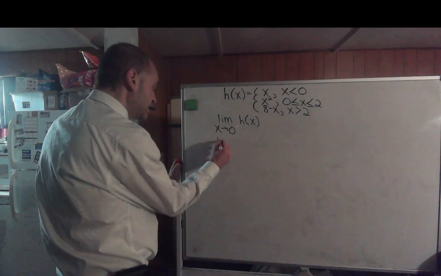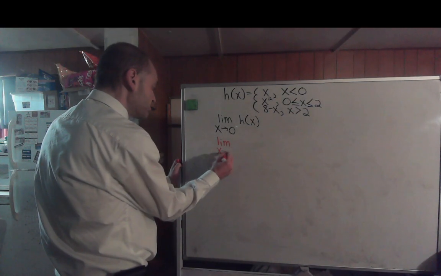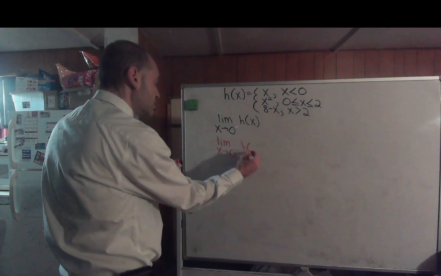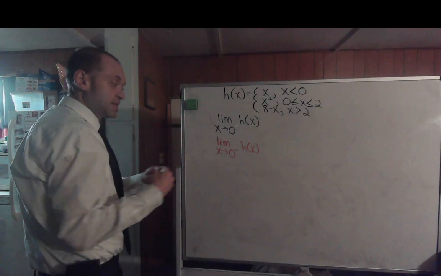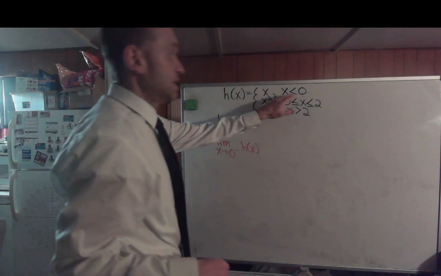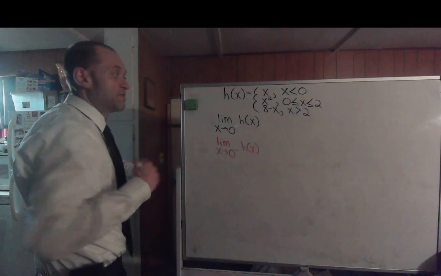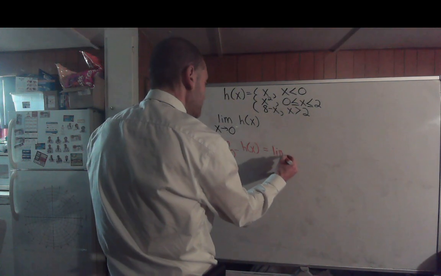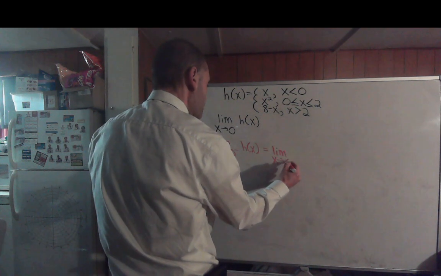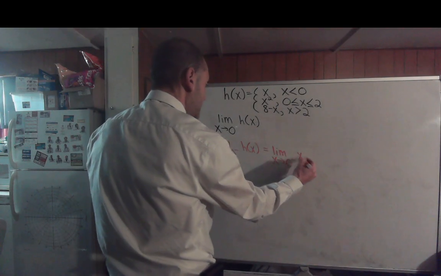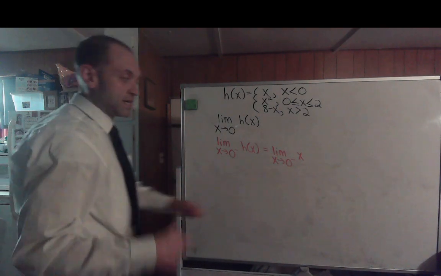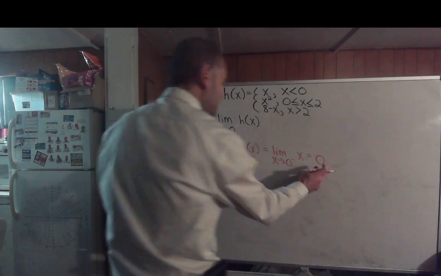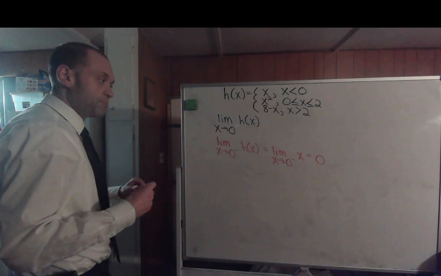If we take the limit as x approaches 0 from the left of this function, well, to the left of 0, that means x is less than 0. It's just going to behave as h of x equals x. So this will become the limit as x approaches 0 from the left of x. Well, we can do direct substitution in for x and get 0. So the left-handed limit equals 0.